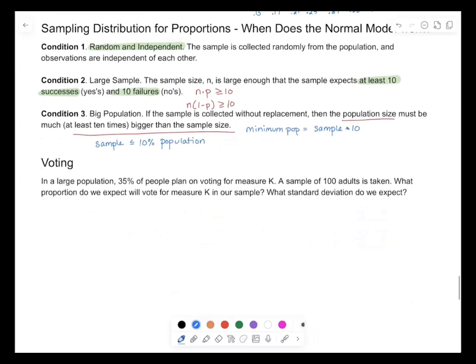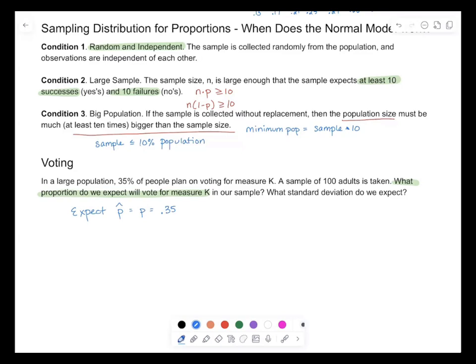So here's our voting example. In a large population, 35% of people plan on voting for Measure K. A sample of 100 adults is taken. What proportion do we expect will vote for Measure K in our sample? What standard deviation do we expect? So the first part of this, when we say, what proportion do we expect will vote for Measure K? It should not be any different than for the whole population. So we expect that p-hat is going to be the same as p, which is 0.35.